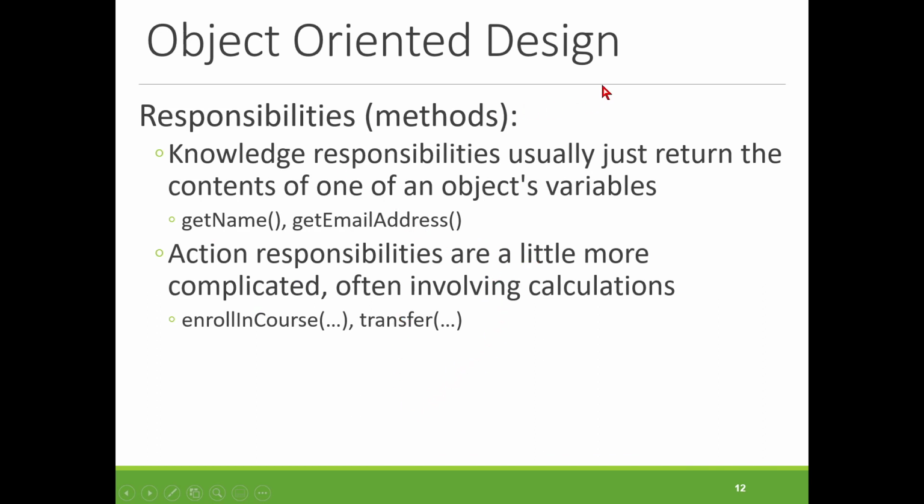So the responsibilities. Knowledge responsibilities, like the one we just talked about, just return information about the object's variables, about its properties. Action responsibilities are a little more complicated, but they're also a little bit more intuitive. Like if you have a student class, enroll in course would be a responsibility, transfer might be a responsibility, things like that.